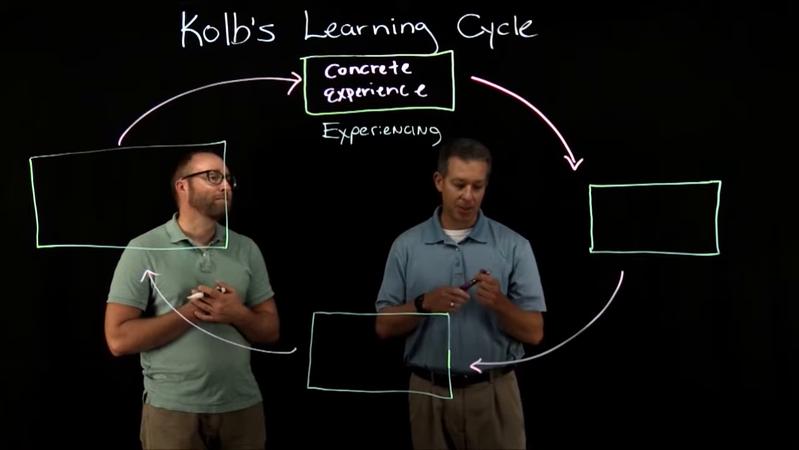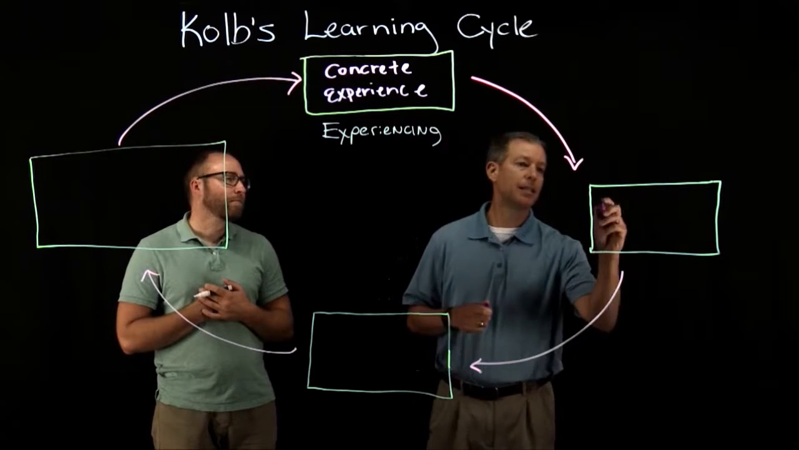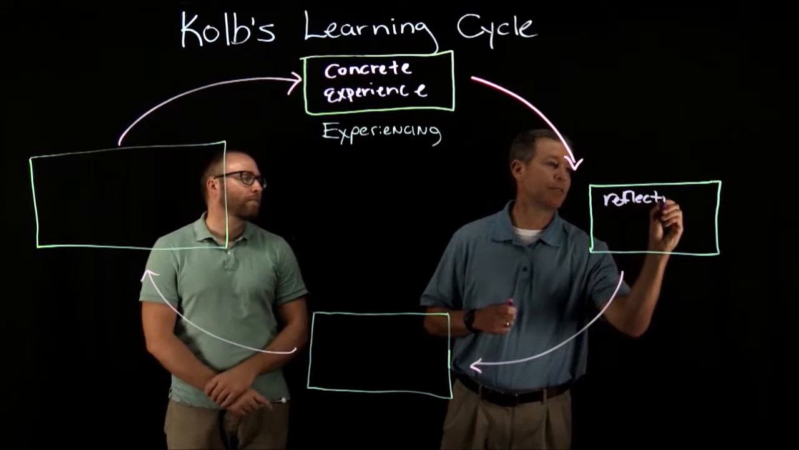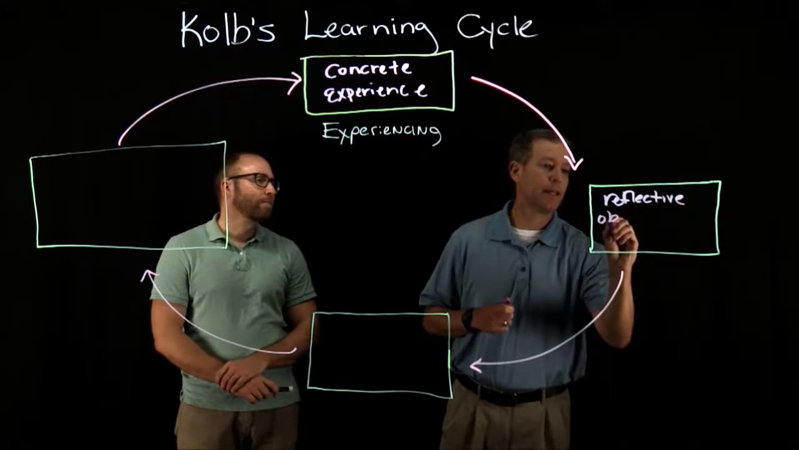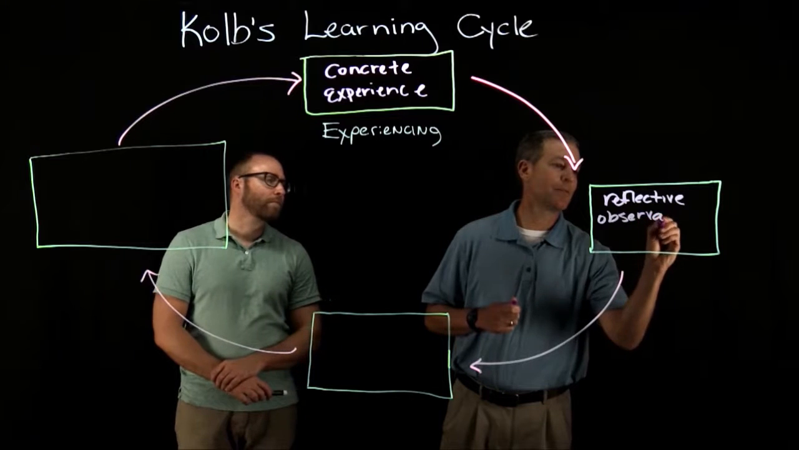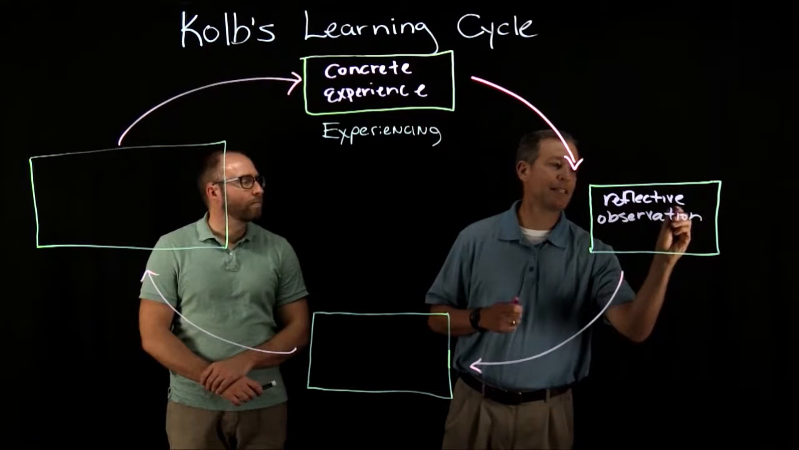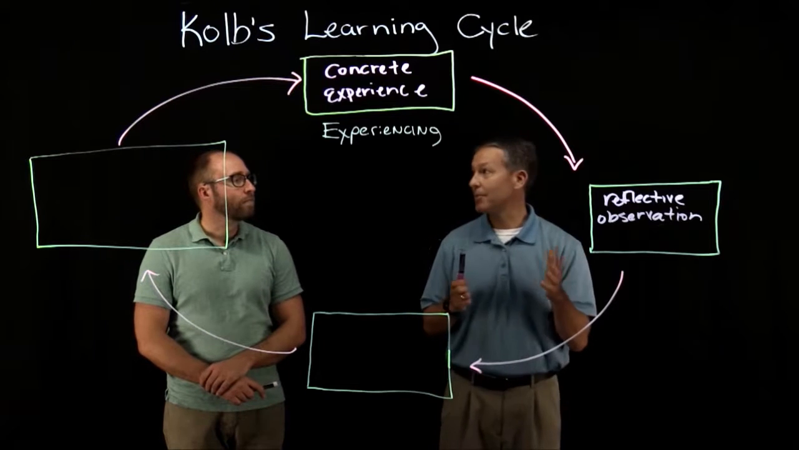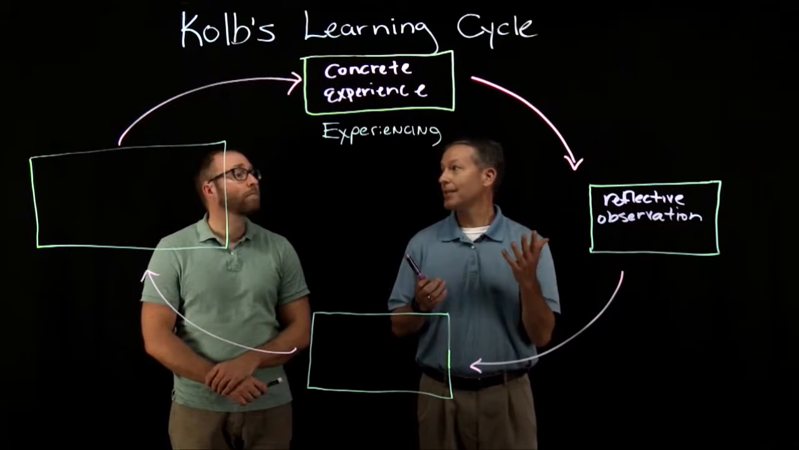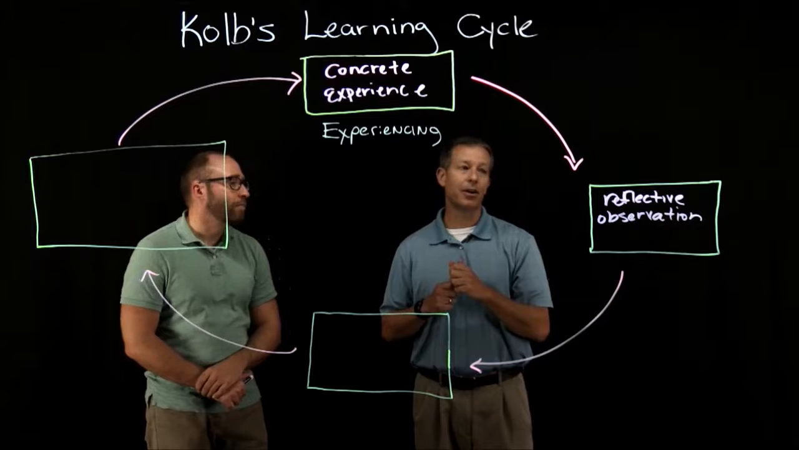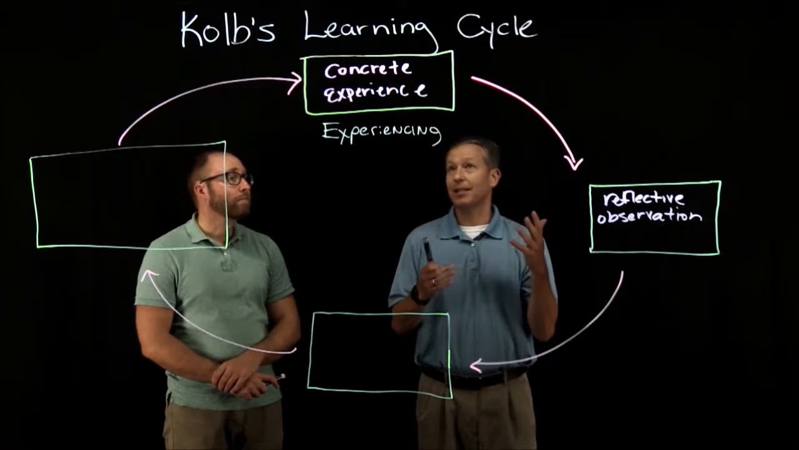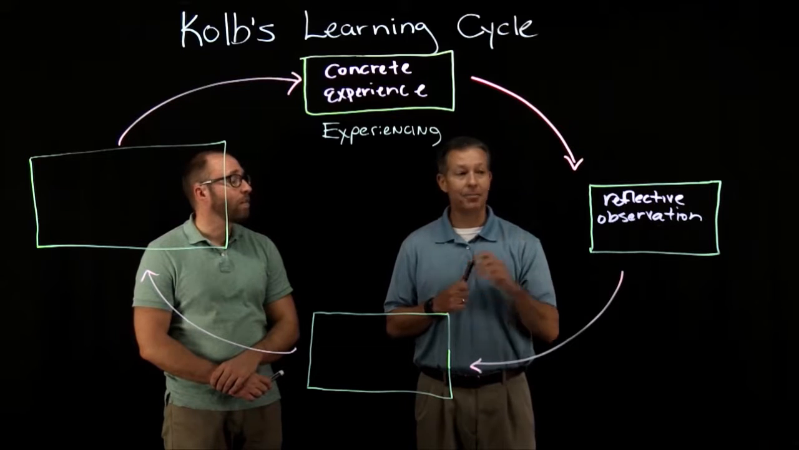Right. So the next step is reflective observation. What this really means is that you've had this experience. It might have been a little bit unsettling. You may need some time to think about how this relates to what I already know and what I've already experienced, and what I need to know in order to make sense of this experience I just had. This may have to happen alone.